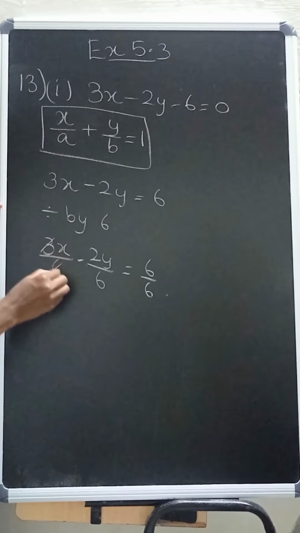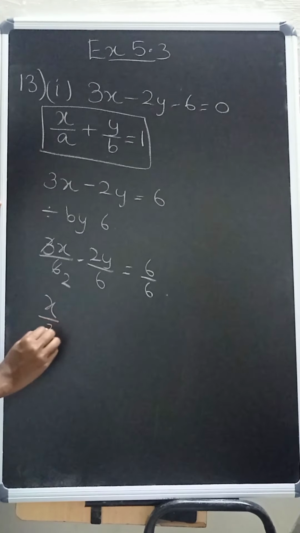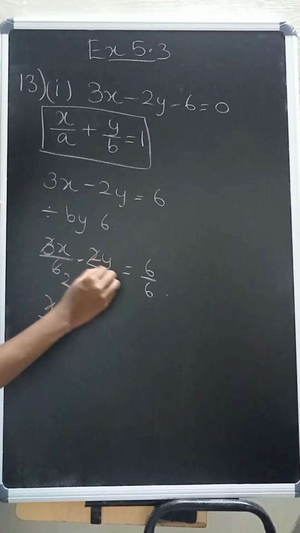So you will get x by 2 minus y by 3 is equal to 1. So now x by 2 plus y by minus 3 is equal to 1. So you have x-intercept a is equal to 2 and y-intercept b is equal to minus 3.